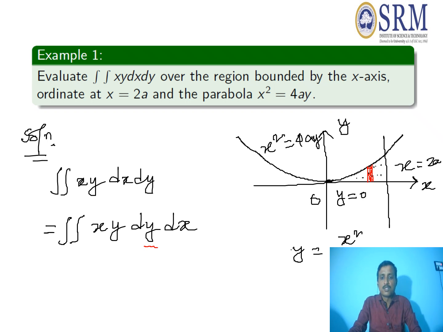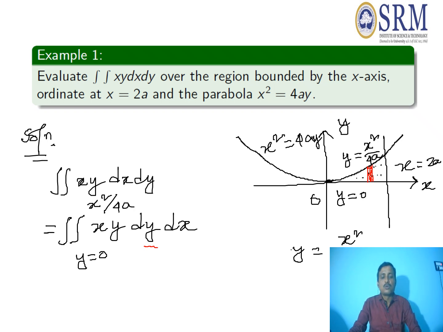From this strip, what is the lower part? The lower part starts from y = 0, and in the upper part it is clearly showing y = x²/4a. So from the graph it is clearly showing that the limits are y = 0 to y = x²/4a.